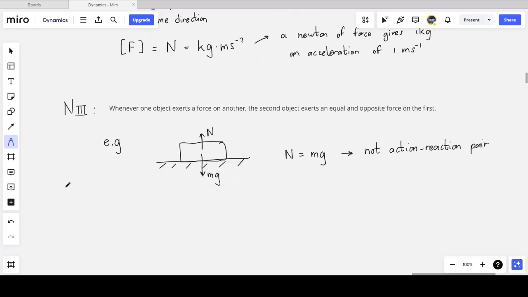So what we must remember is that the action-reaction pair, now some of you may already know this, but for some of you it might be like, hey, wait a minute. I always thought that the action-reaction pair would be normal and weight. But the action-reaction pair must act on two different objects. So the action acts on one and the reaction acts on the other object.